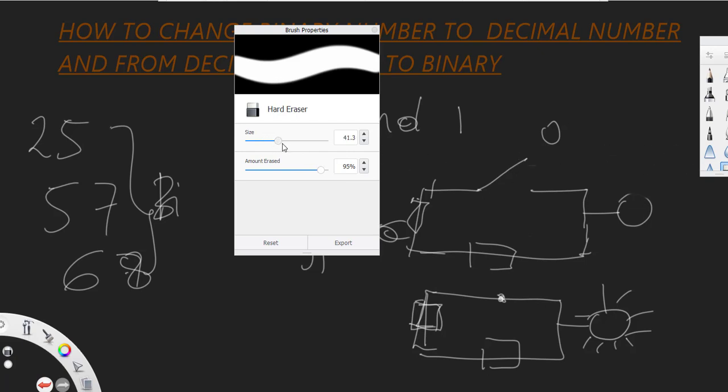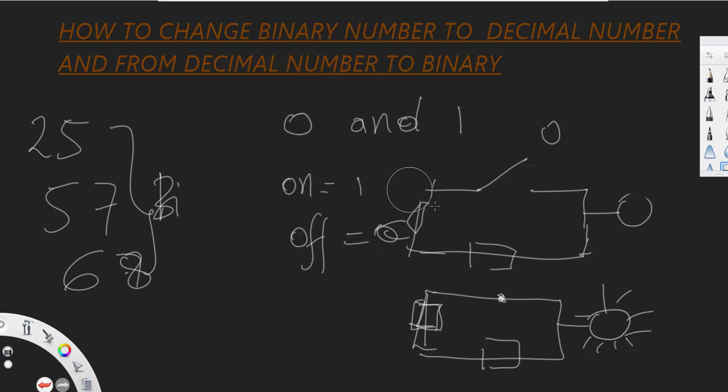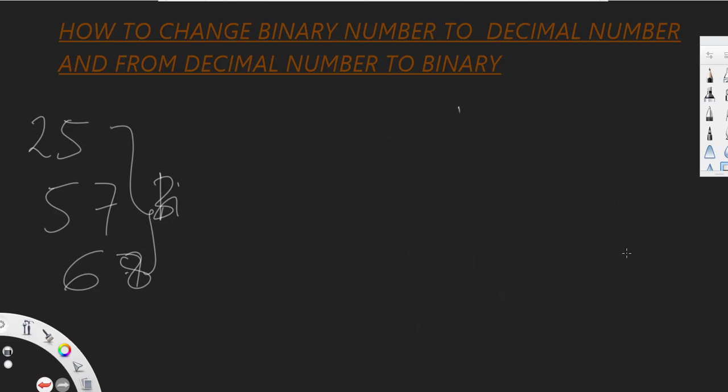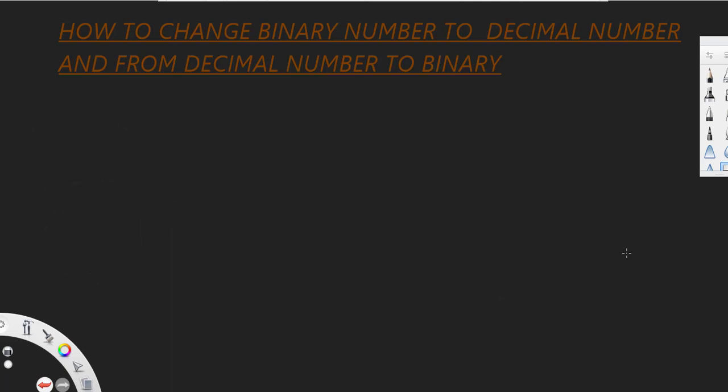Now I want to show you how to change a binary number to a decimal number, and then from a decimal number to a binary number. For example, when you have the number 110110, this is a binary number, and the decimal number will be 54. So what exactly happened here?